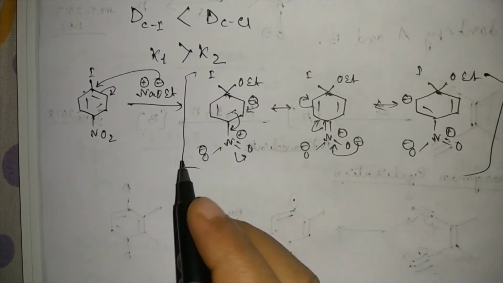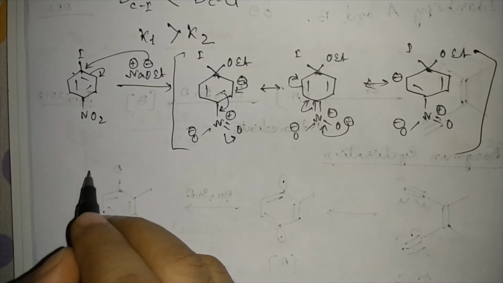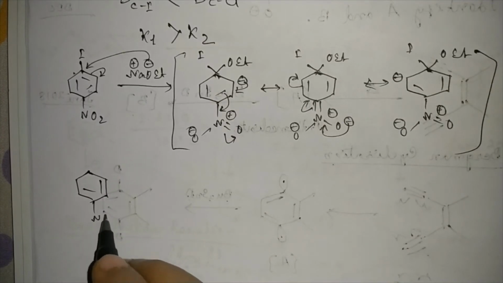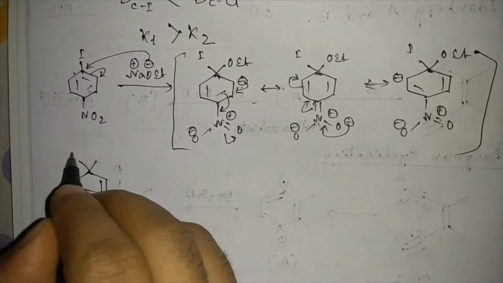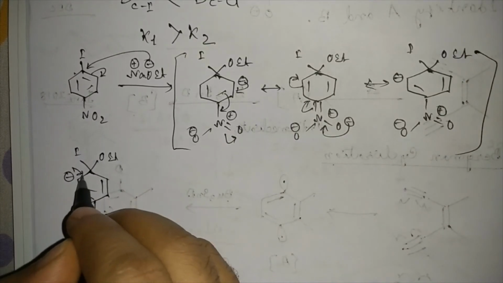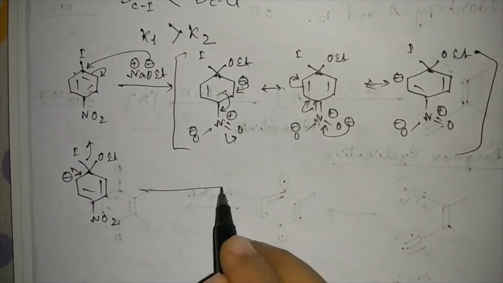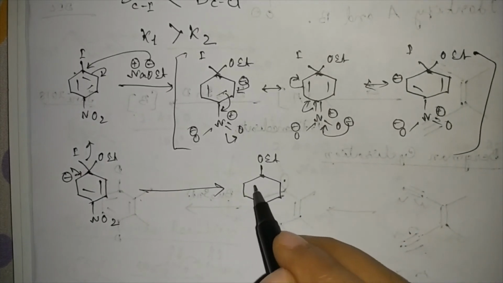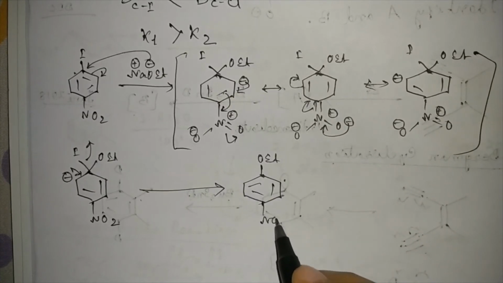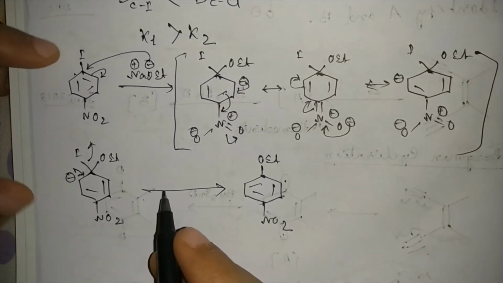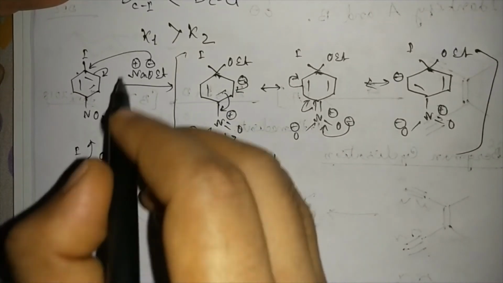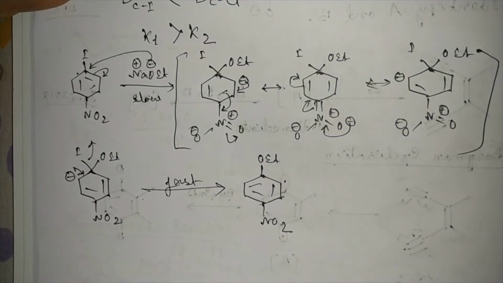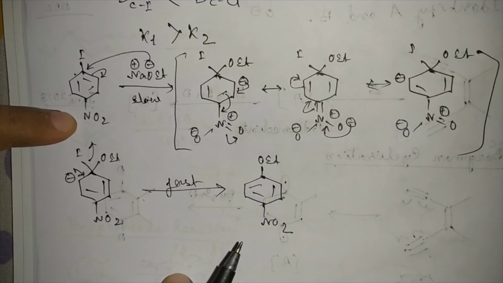Now in the second step, I minus will be removed. It will be OEt, NO2. So this is a two-step reaction. Here this is the slow step and this is the fast step. So this is the slow step of this reaction.